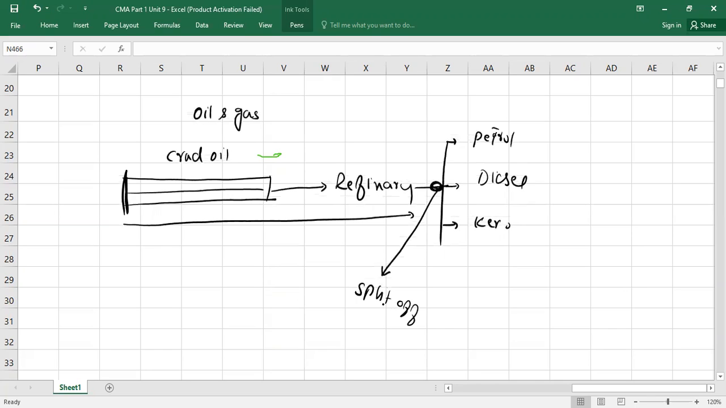What is the split off point? How will you define it? It is a point where different products can be recognized. Like this is petrol, this is diesel. That point is called the split off point. Any cost which you incur from the start till the split off point is called joint cost. It is also called common cost. It is also called processing cost.